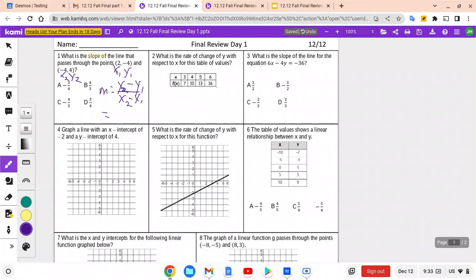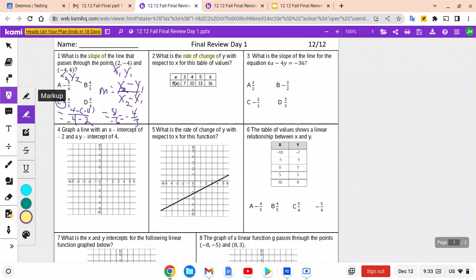And if you put that in the calculator, here, I'll go over here for room. You have to do 4 minus negative 4 over negative 4 minus 2, and that gives you 8 over negative 6, which reduces to negative 4/3. The answer being C. All right, so slope, you need to know the slope formula: y2 minus y1 over x2 minus x1. Okay, rate of change. Well, again, that's slope. All right, we're doing slope again.